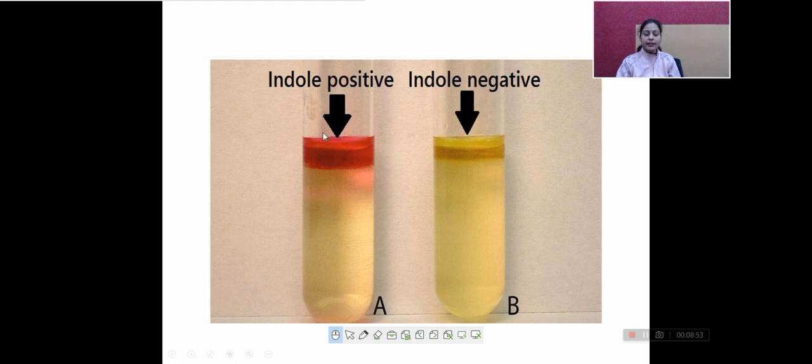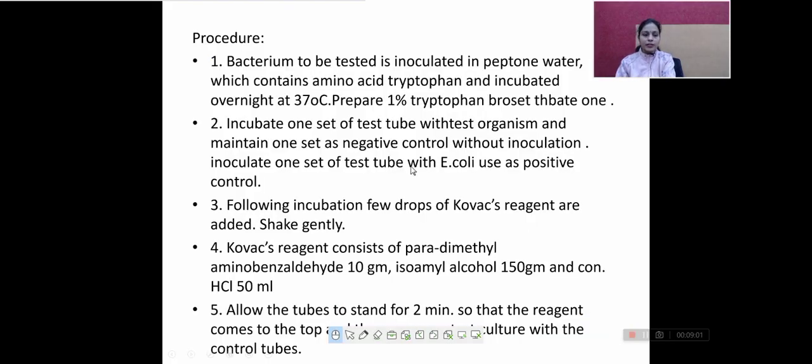The bacterium to be tested is inoculated in a peptone water which contains amino acids like tryptophan and incubated overnight at 37 degrees Celsius, and prepare 1% tryptophan broth. Incubate one set of test tubes with the test organism and maintain one set as negative control, which means without inoculation. And inoculate one set of test tubes with E. coli, used as a positive control.